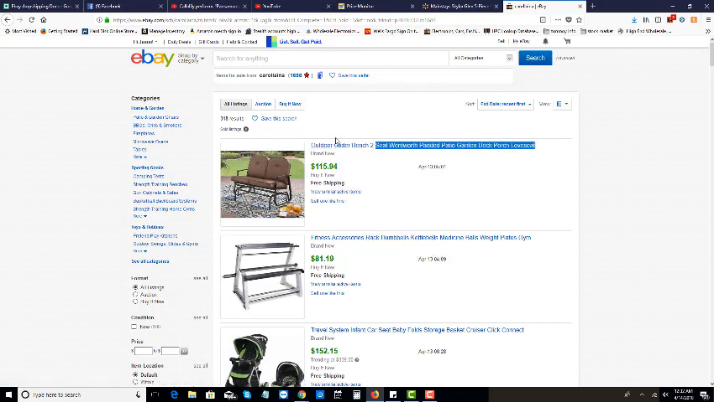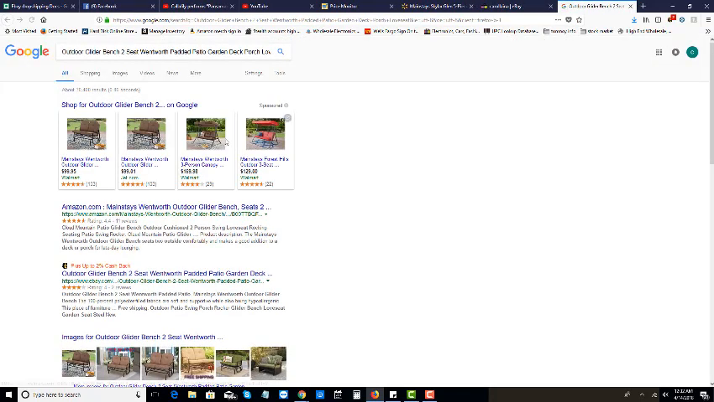What you do is highlight it and search in Google. There you go, it's gonna pop up. So this is the item, it's in Walmart. In Walmart it's 99.95, right? So let's click this one.